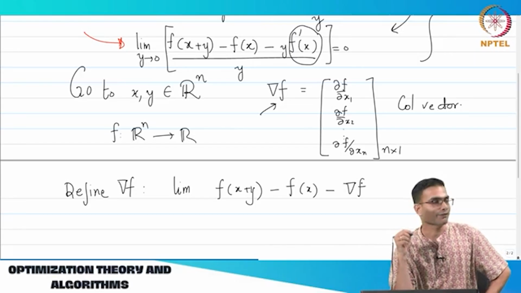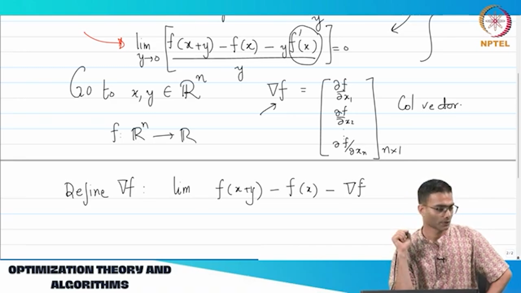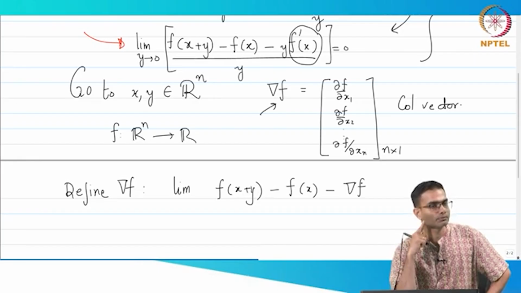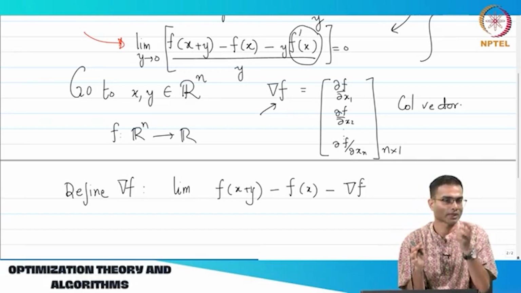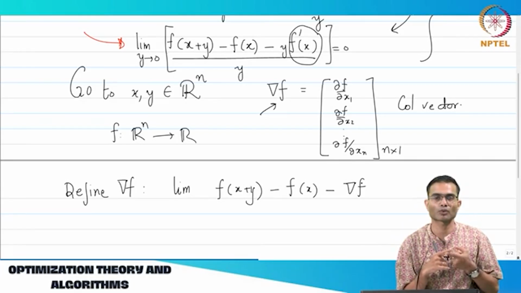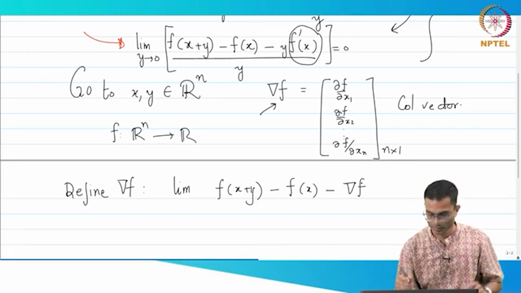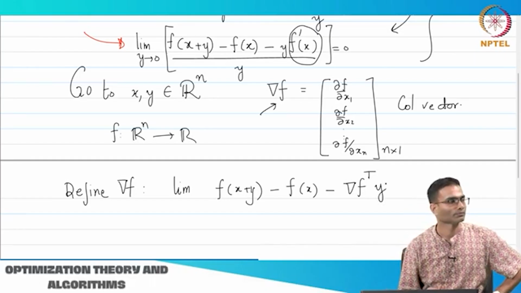Now grad f is of what length? N cross 1. Can I multiply it by y? Is that a legal multiplication? No. To make it legal, and remember this product has to be what? Has to be a scalar. How do I get a scalar out of two n length vectors? One of them I need to transpose, right? So I'm going to do this. Okay.